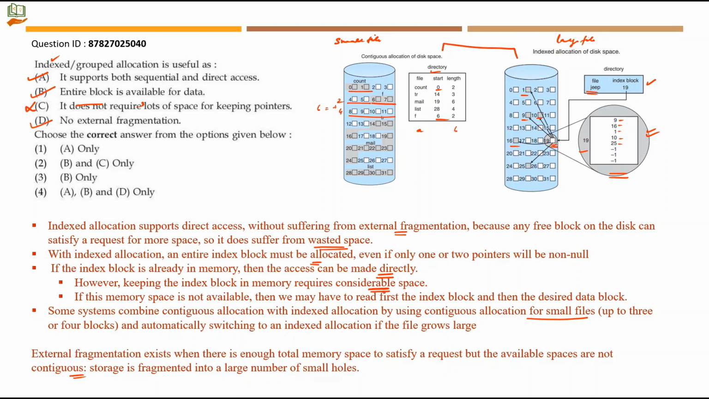So here the question is, this allocation is useful as it supports both the access, as the entire block is available for data, as there is no external fragmentation. So everything is going to be a reason except C. Option number 4, A, B and D only will be the right answer.